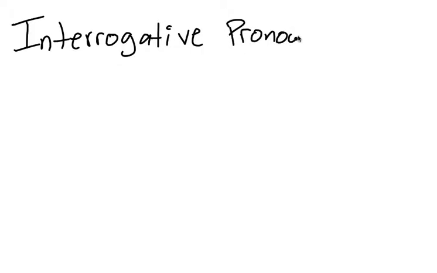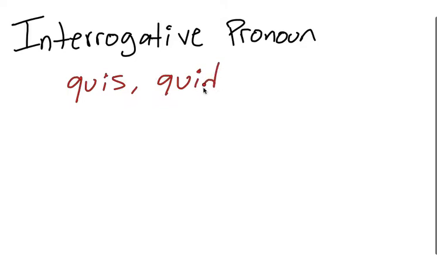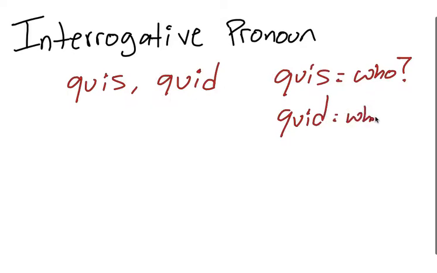Today we're talking about the interrogative pronoun. Okay, and the interrogative pronoun is quis, quid. We've seen these two words before, right? Quis meaning who, and quid meaning what. And now we're going to learn how to decline them together and also do some example sentences which contain interrogative pronouns.